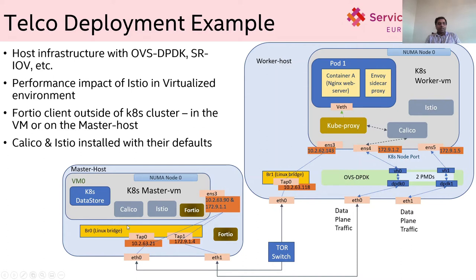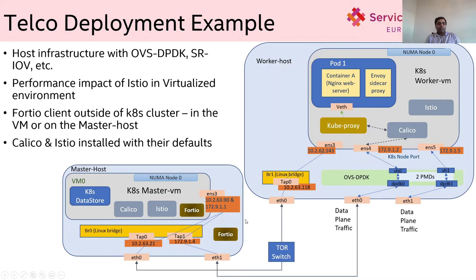And we look at Calico and Istio with their defaults. On the worker host for the data plane, we'd use OVS DPDK, right? Some of the telco deployments use either OVS DPDK or SR-IOV type of scenarios. In this example, we have two poll mode drivers servicing the data plane traffic. And the idea is to understand the impact of Istio in this type of deployment, right?